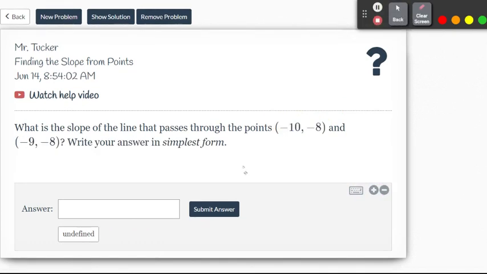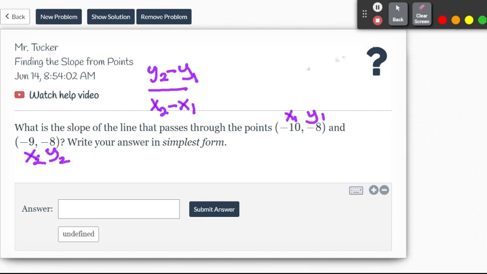So now we have another example. These are just going to vary in the result. So we've got the same equation, y2 minus y1 over x2 minus x1. So you label them. This is an x, y. It's my first one, so it's x1, y1. And this is an x, y. It's my second one, so it's x2, y2.